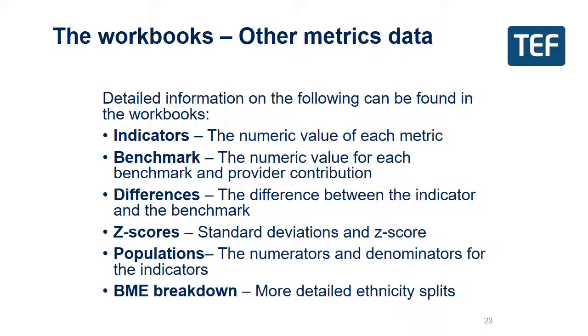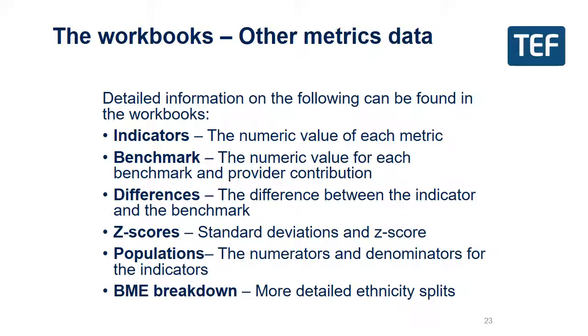Firstly, there's an indicators tab which shows for each core and split metric the numeric value of the metric. Similarly, a benchmarking tab that shows the numeric value of the benchmark for core and split metrics and also shows the extent to which a provider contributes to the calculation of its own benchmark. Differences and Z-scores is something we'll go into later, but there's a tab for each that gives the differences and Z-scores for core and split metrics.